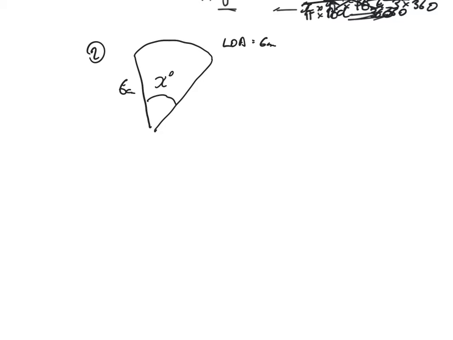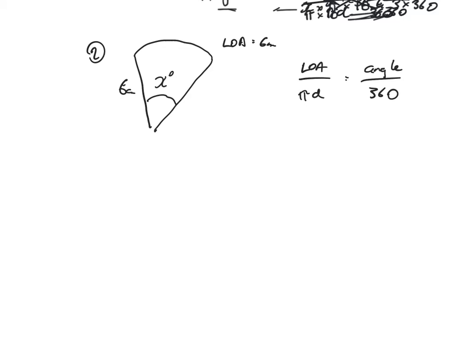Okay, example 2. So we've got another sector, I'm calling the angle again x degrees. The length of the arc is equal to 6 centimetres and the radius is 6 centimetres. So the same formula again: length of arc over pi d equals angle over 360. Just make sure you remember it.